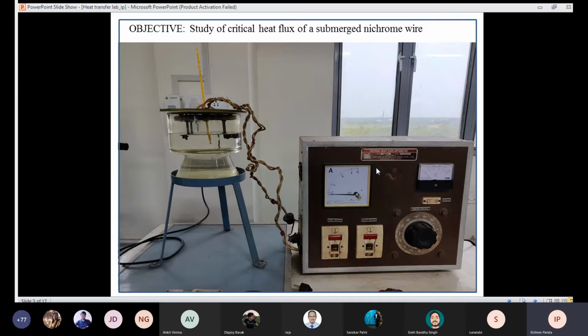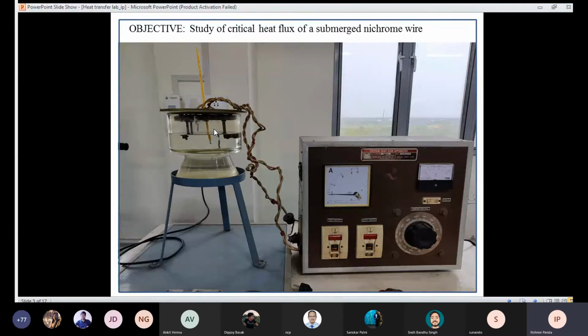So what you see ultimately is that when you go to a specific voltage and current through this wire, the wire will snap, it will break. That point will give you your critical heat flux. So you'll have your ammeter and voltmeter reading, so you know your heat input. After that breaks, you know your critical heat flux value. So your experiment is quite simple.